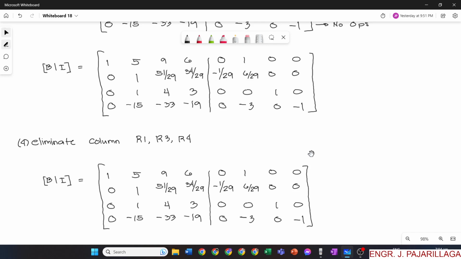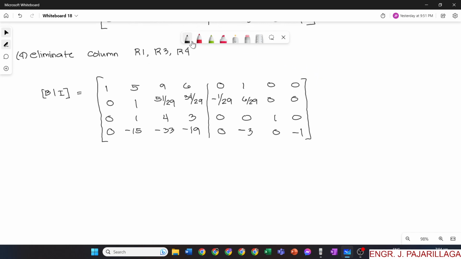And then, we apply an operation. So, gagawa tayo ng operation in order to cancel this one. So, ang pinaibot natin last time is row 2. Therefore, yan yung gagamitin dapat natin to cancel out these values. So, for row 1, I can use row 1 minus 5 row 2. Okay? So, row 1 minus 5R2.